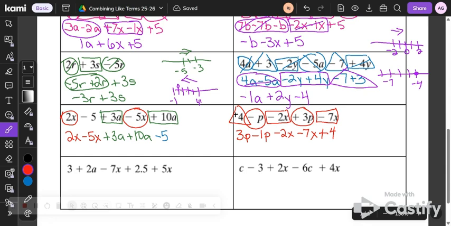All right, and then when I get down here to these, again, I'm going to start with my a's. I have a positive 2a. There's no more a's. My x's, I have a negative 7x and a positive 5x. And then with my constants, I have a positive 3. So remember, you can think of that as a plus 3. And then a positive 2.5. You can add 3 and 2.5. They're both constants.